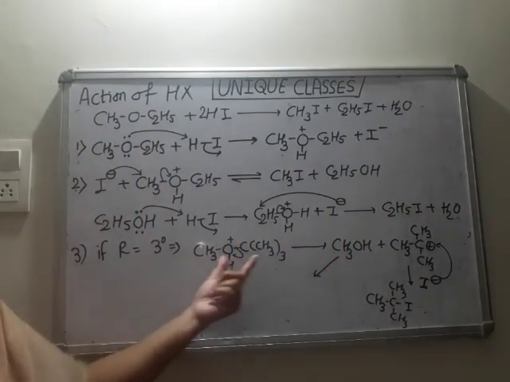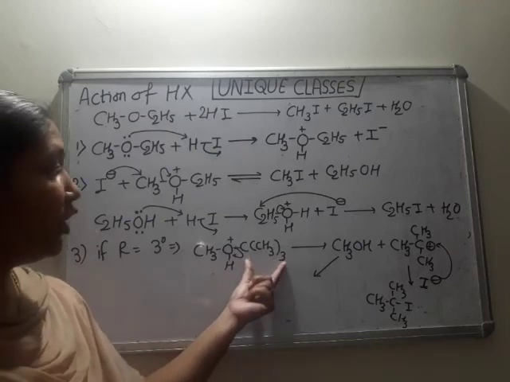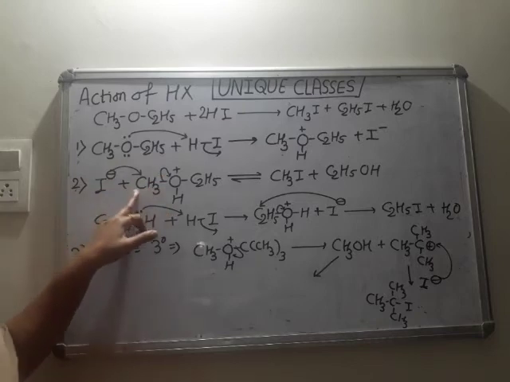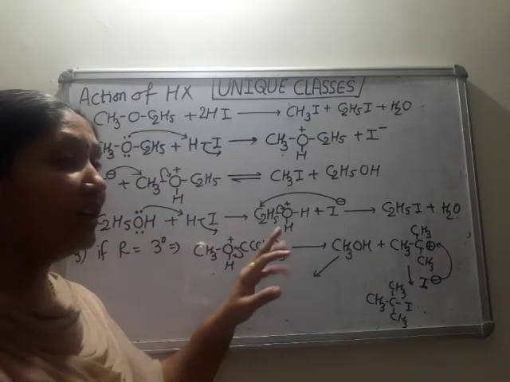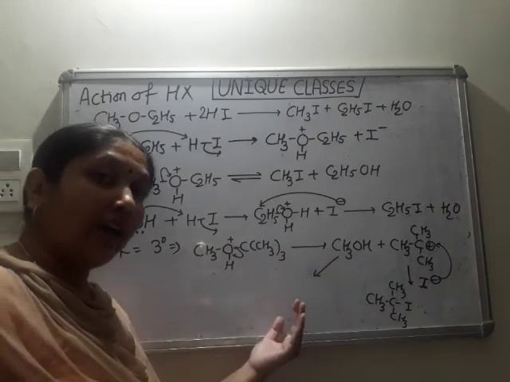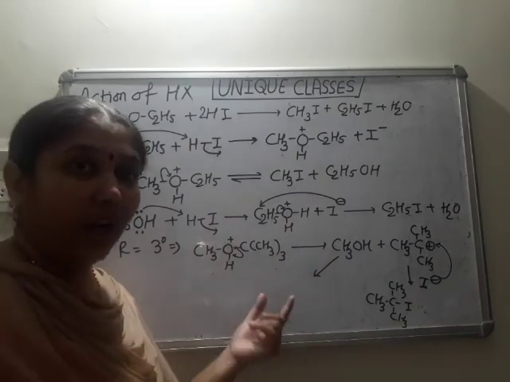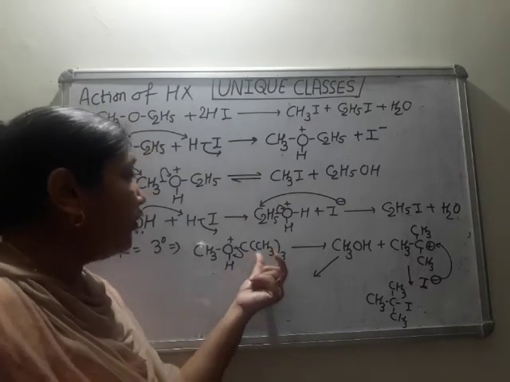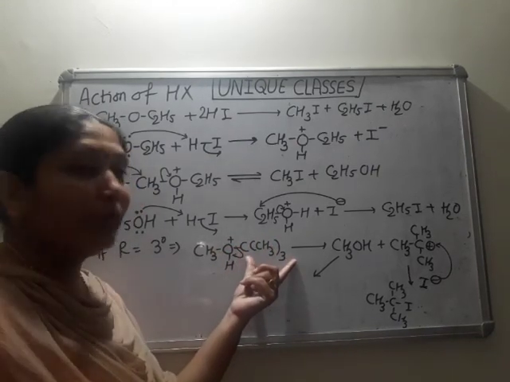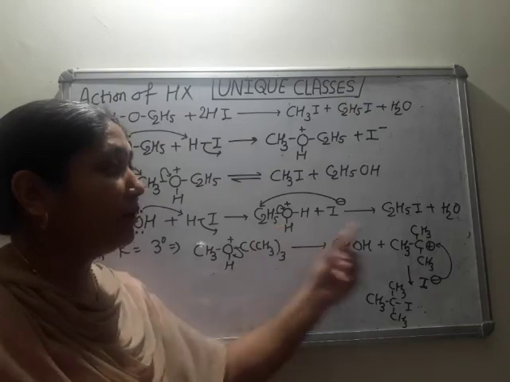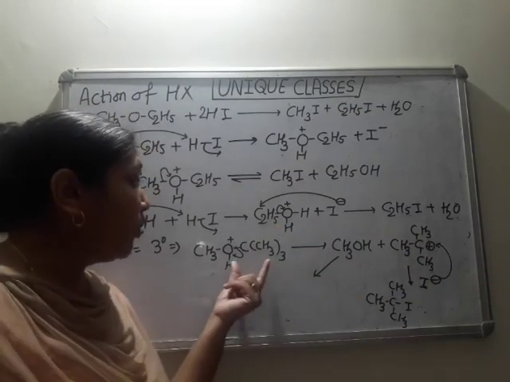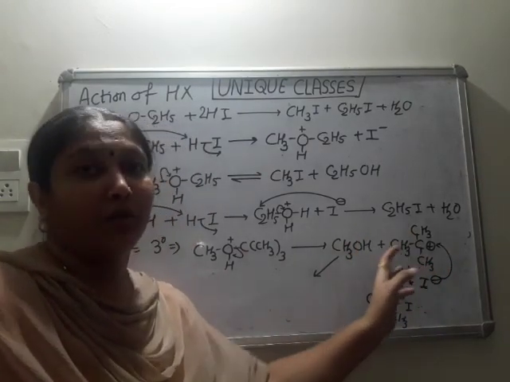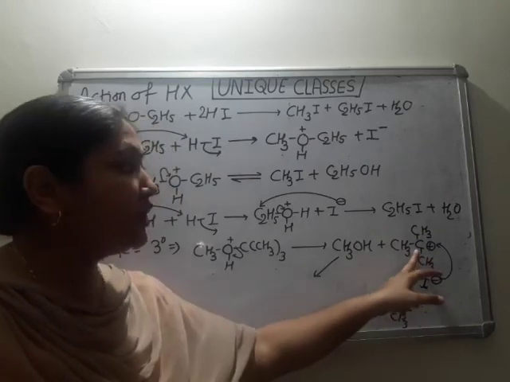If one of the groups is tertiary, what did we observe here? Not the backside attack of I minus. Here this protonated ether doesn't wait for the attack. Before the attack, this tertiary butyl group on its own offers electrons to this oxygen so as to become stable. Here it is sp3 hybridized, here it is sp2 hybridized. Here the bond angle is 109 degrees, here the bond angle is 120 degrees. So here a lot of space is there between adjacent groups, so this is more stable.